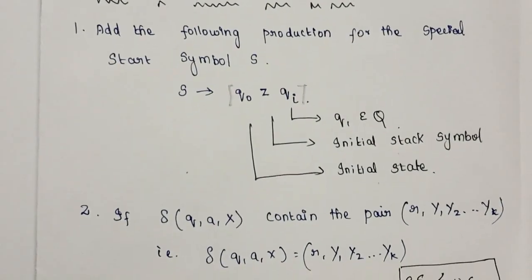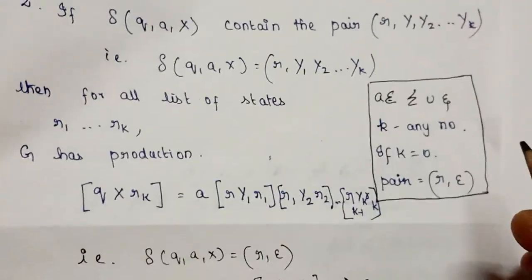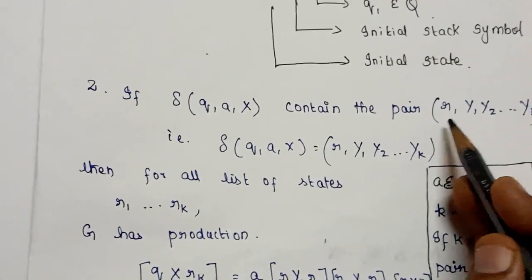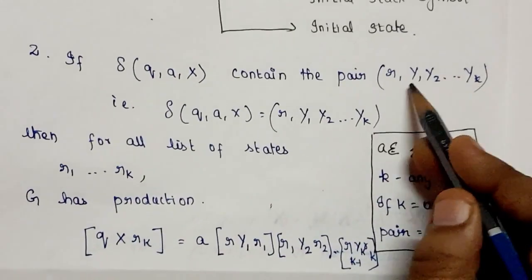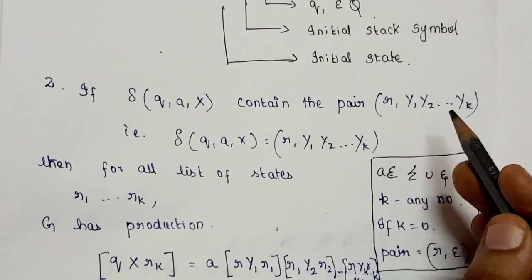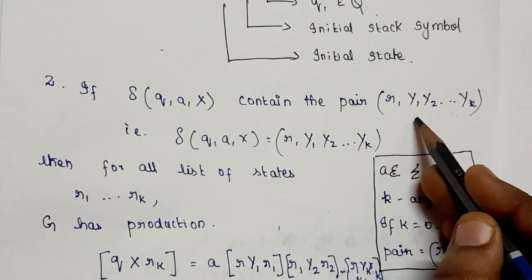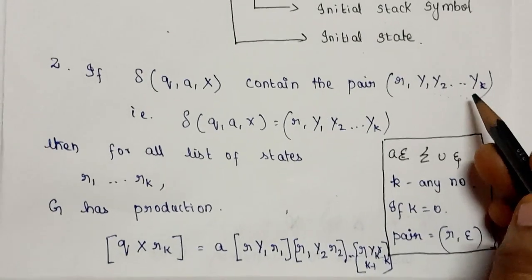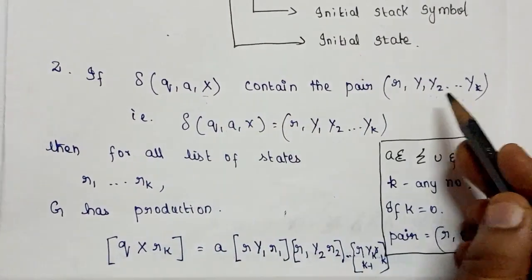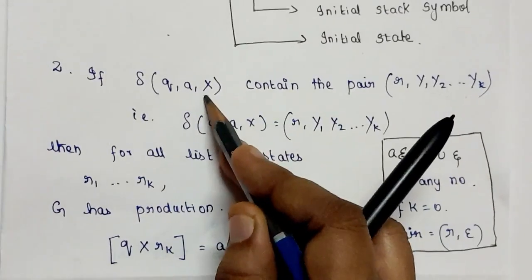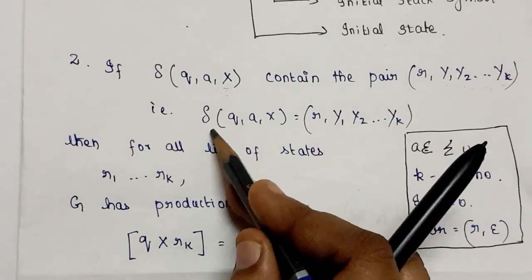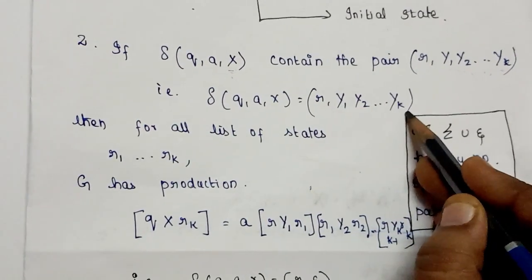The second rule is, in case any of the transition functions is represented like this: delta of (q, a, X) is equal to (r, Y1 Y2 ... Yk). That means you may have n number of symbols on the stack. It may have push operations, or it may pop some value from the stack, or it may have no change. So there are three options possible. But here we are taking X, which is present on the stack, as replaced by Y1 to Yk. In general the transition function is represented like this.